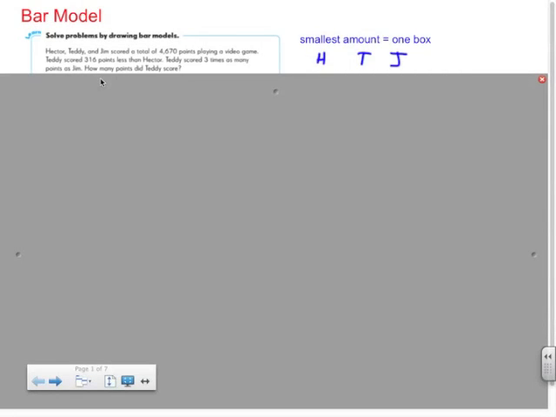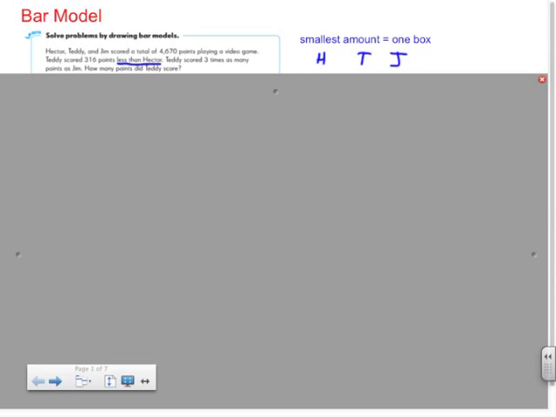Today we are going to solve problems using a bar model. So we'll start by reading the problem. Hector, Teddy, and Jim scored a total of 4,670 points playing a video game. Teddy scored 316 points less than Hector.